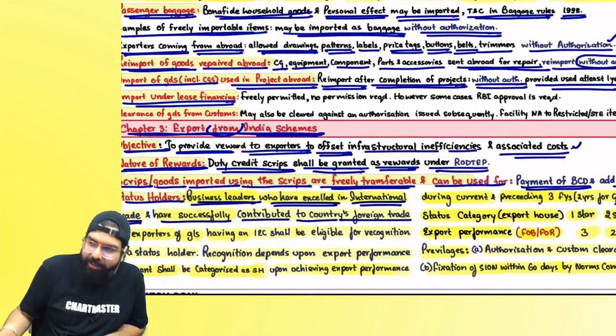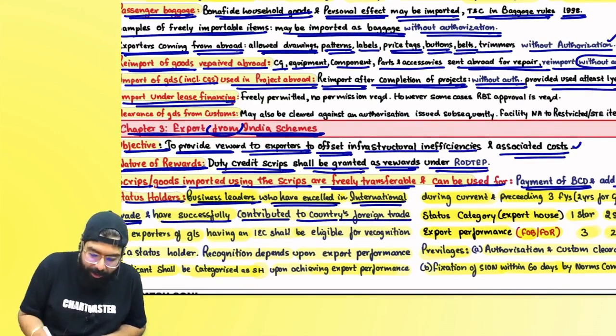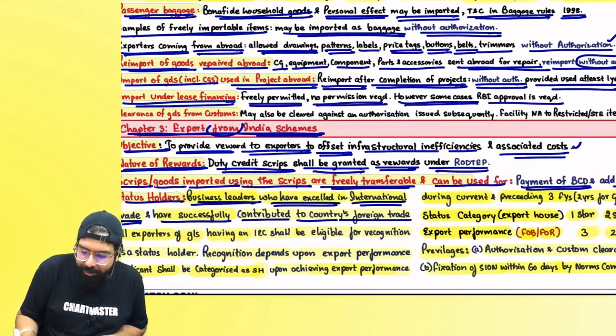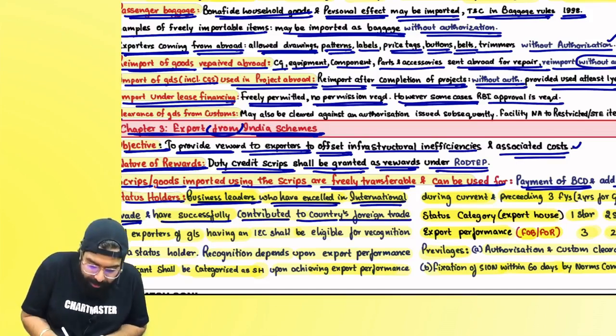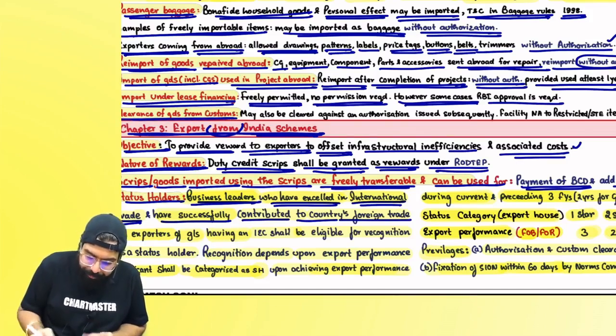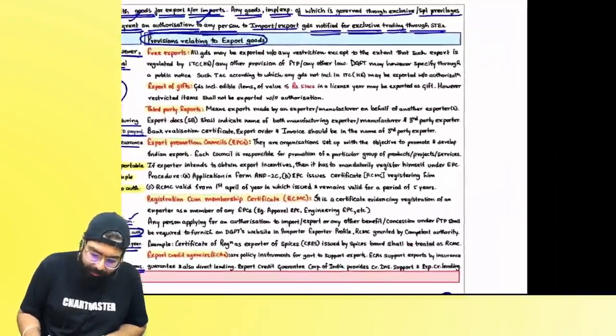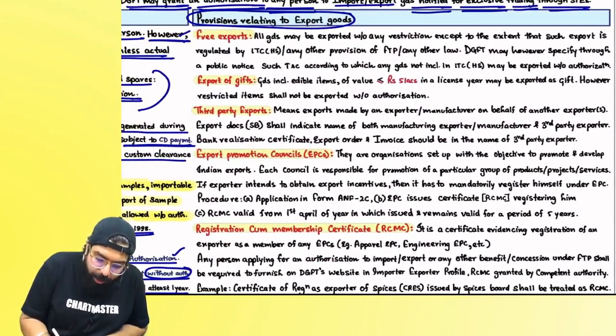Import under lease financing. Can I go ahead and import under lease financing? Freely permittable. No permission is required. However, some cases, RBI approval is required. Sir, clearance of goods for custom may also be cleared against advance authorization issued subsequently. Facility not applicable to restricted or state trading enterprises items. Everyone over here now. Pre-export.